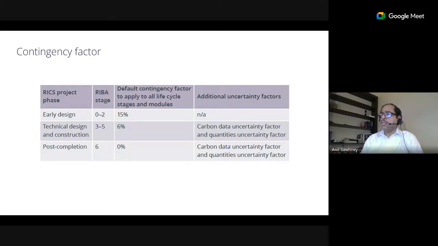Okay, and then post completion, which should be your actuals data, even though there may still be some discrepancies. We assume that there are no uncertainties at this stage because you know most of the information. So the contingency factor is 0%. So basically, this is your first table where you are performing the assessment. Based on that, you'll pick a number.